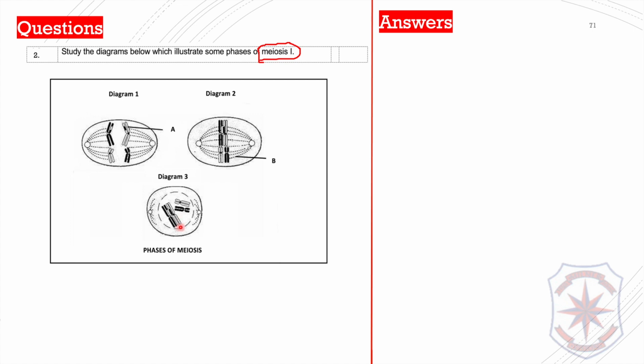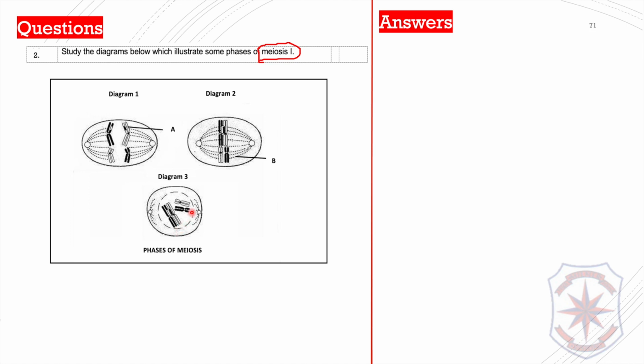All right. Another thing that we see is that the nuclear membrane has not disappeared yet. Remember, during prophase 1, the nuclear membrane begins to disappear. It does not disappear altogether, but it begins to disappear. That also happens during prophase 2. But what can indicate to us, to confidently say this is prophase 1? Two things.